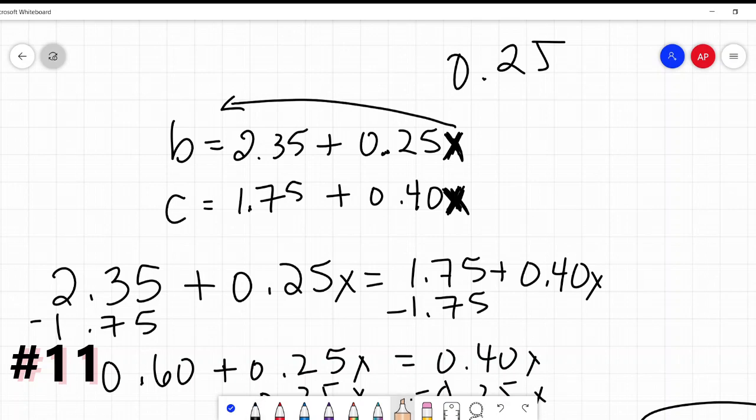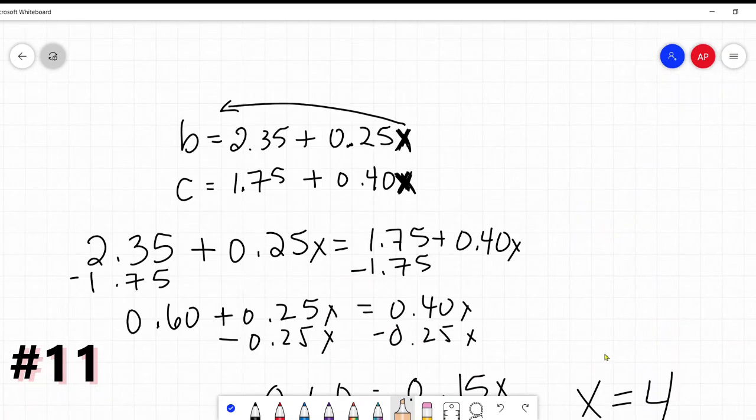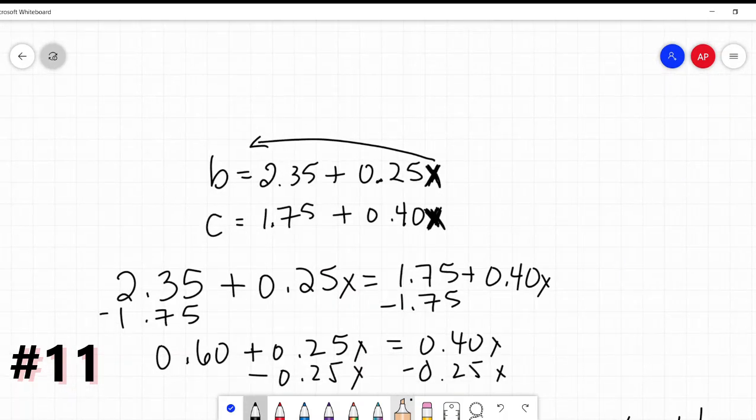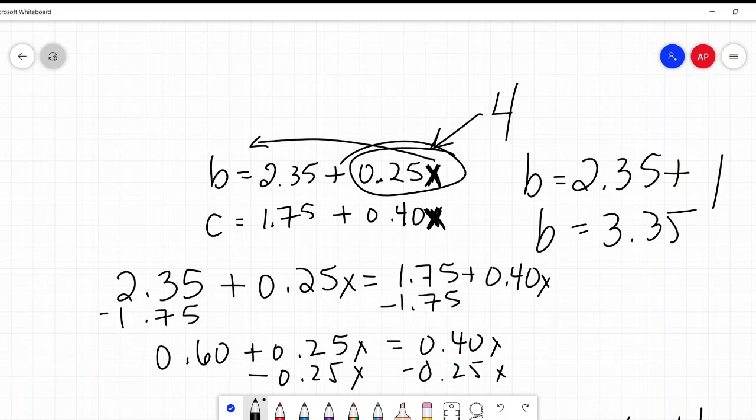However, I'm going to plug it into the beef one because, look, 0.25, or a quarter, 25 cents, times 4 is $1. So the beef equals 2.35 plus 0.25 times 4, which is $1. So the price is $3.35, which is option D.